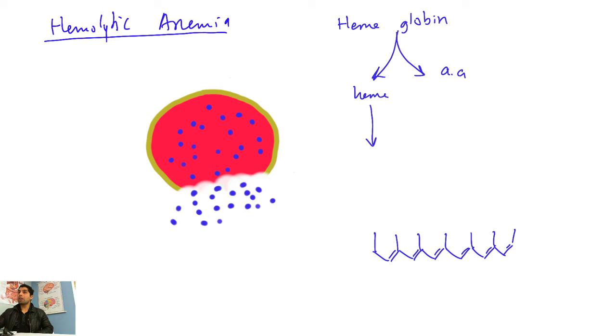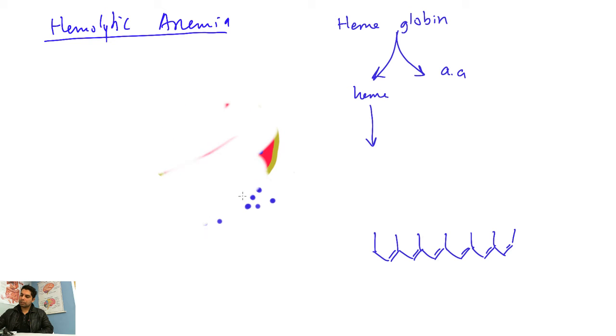Bilirubin, if it deposits in your skin, will give you yellow color, jaundice. Jaundice is caused by what? Too much bilirubin being deposited in your skin, in the conjunctiva of your eyes, and so forth. Okay, so jaundice.